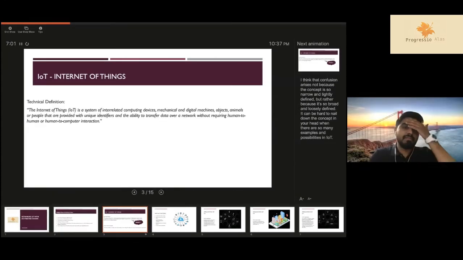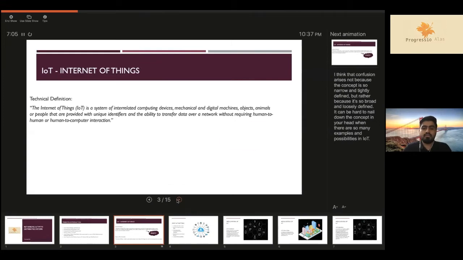The first time I read this definition, I was like, what is this? I can't understand what IoT is. I think the confusion arises not because the concept is so narrow and tightly defined, but rather because it's so broad and so loosely defined that it can get hard to nail down the concept in your head when there are so many examples and so many possibilities with IoT.